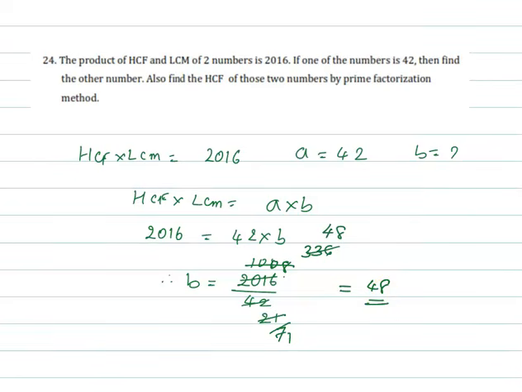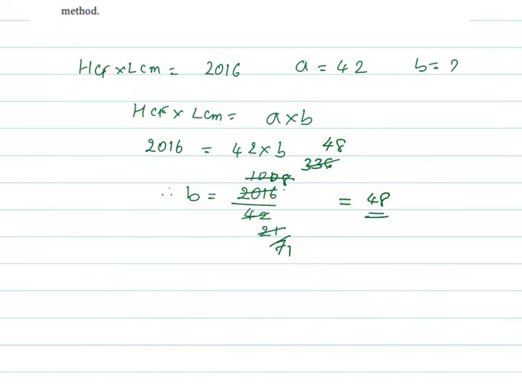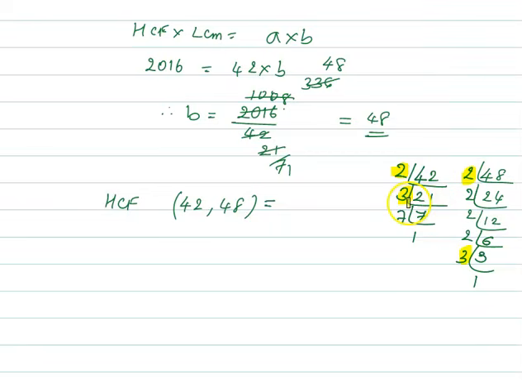Now after finding the other number, also find the HCF of these two numbers. I need to find the HCF of 42 and 48. Just find the prime factorization and find the HCF of these two. You can see I wrote the prime factorization here. So the common factors are 2 and 3. Therefore, the answer is 2 into 3, that is equal to 6, which is the required HCF.